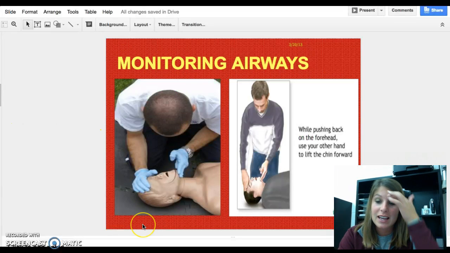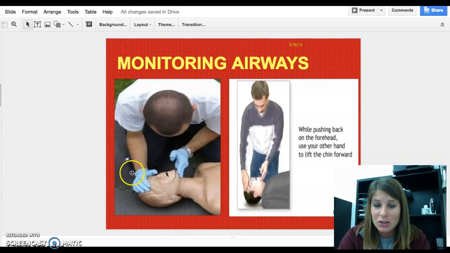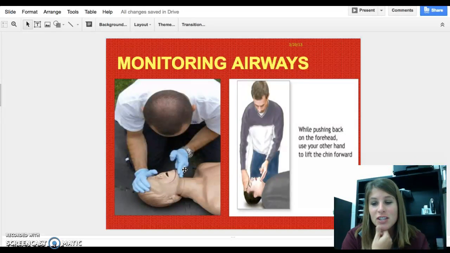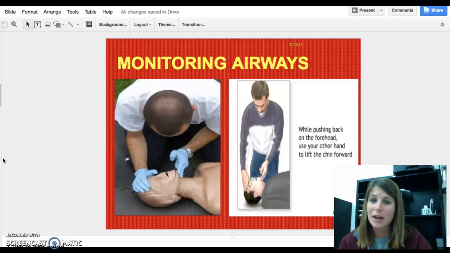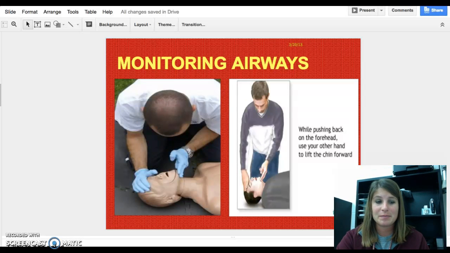So here is a slide that shows you the pictures. You can see his hand on his forehead, and he's got a hand on the chin, trying to push the airway open. Very, very important. It is the first step in that primary assessment. Remember, ABCs are after you have already assessed responsiveness. You've already done your "hey, are you okay?" You've figured out that they are not responding to you. And that's when you go into your ABCs.